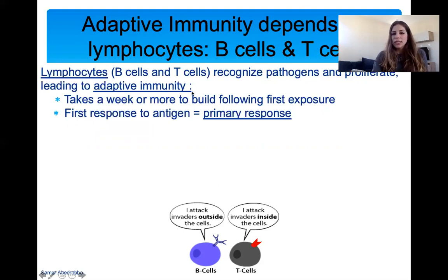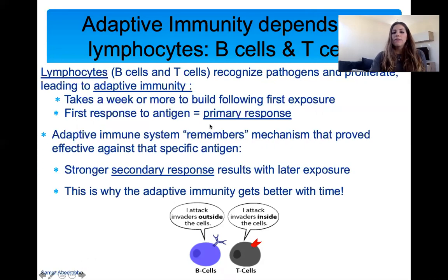So it takes weeks or more to build adaptive immunity following the first exposure. Usually you get very sick initially. That's your primary exposure to a pathogen. And then your adaptive immunity, with time, will remember that you got exposed to that pathogen, and it'll adapt to it. And then if you get exposed again to that same pathogen or microbe that caused disease, the secondary response of your immune system is going to be stronger.